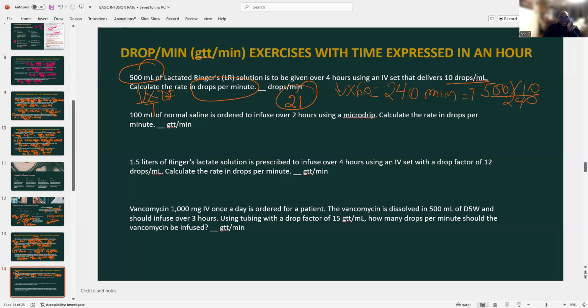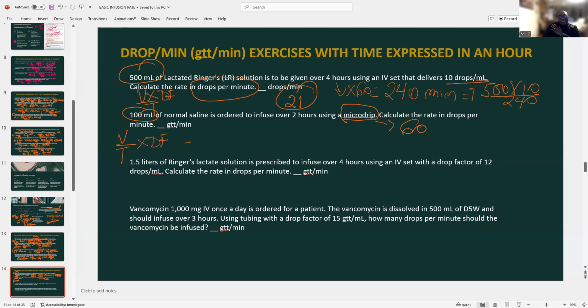Let's look at number 2. I got 100 milliliters over there. Look here. They say using a Macrodrip set. So when you look at this exercise, they say 100 milliliters of normal saline is ordered to infuse over 2 hours using a Macrodrip set. Calculate the rate in drops per minute. You know that drops per minute equals volume in milliliters over time in minutes multiplied by drop factor. But where is my drop factor in this exercise? I don't see that. But remember, we learned anytime you are using a Macrodrip, your drop factor is always going to be 60. This is something for you to remember.